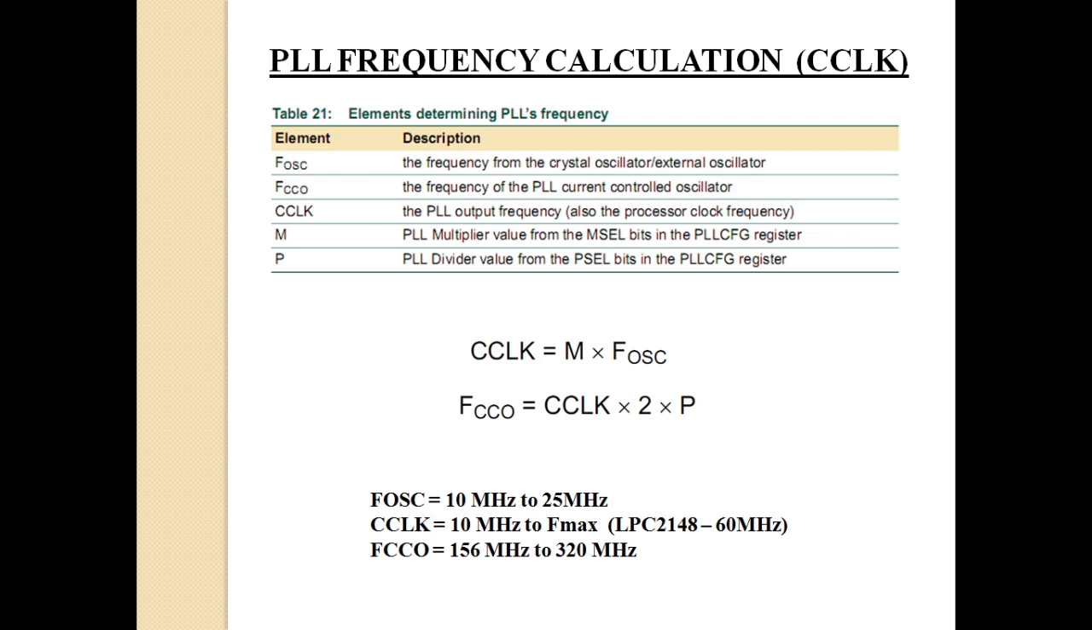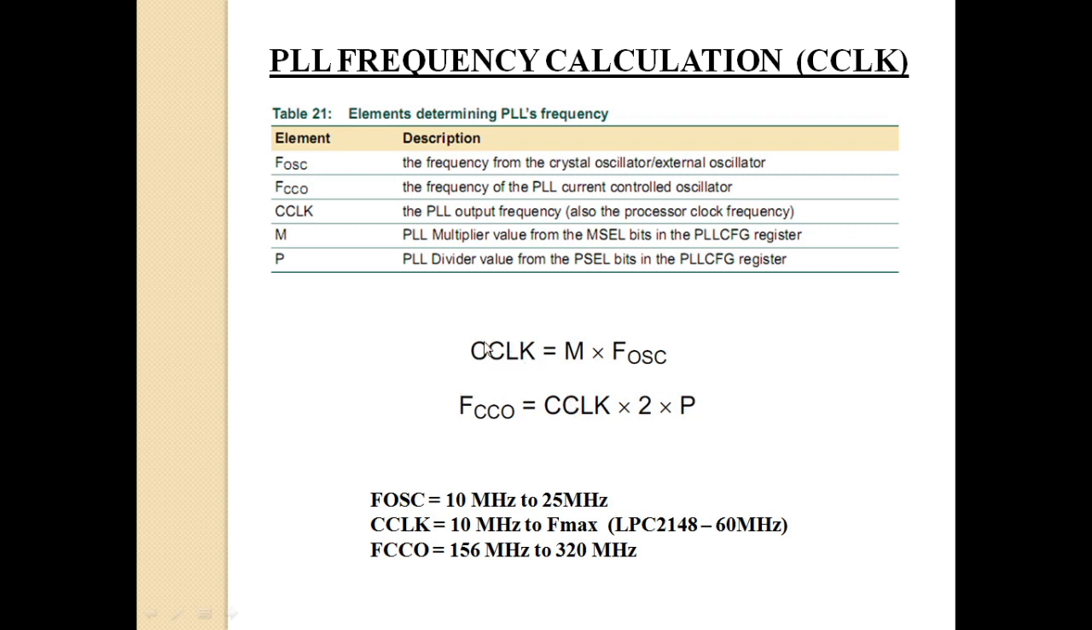How will you calculate that? There are two small equations for that. For example, say you need to generate a 60 megahertz frequency output. You are going to connect a 12 megahertz crystal. From the 12 megahertz crystal, if you want to get a 60 megahertz output, what should be the multiplication factor and what should be the division factor? That is calculated using these two equations.